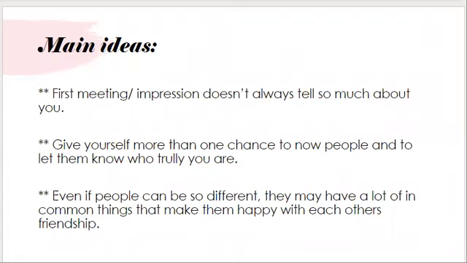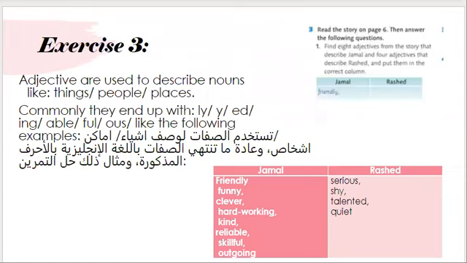We have page 7, exercise 3. This is how it looks in your books. Read the story on page 6, then answer the following question. Remember when at our first class we talked about parts of speech: nouns, verbs, adjectives, adverbs. Here we're talking about adjectives, and we said that adjectives are used to describe nouns. قلنا إنه الصفات تستخدم لوصف nouns. These nouns can be places, can be things, can be people. Now we're going to describe Jamal and Rashid.